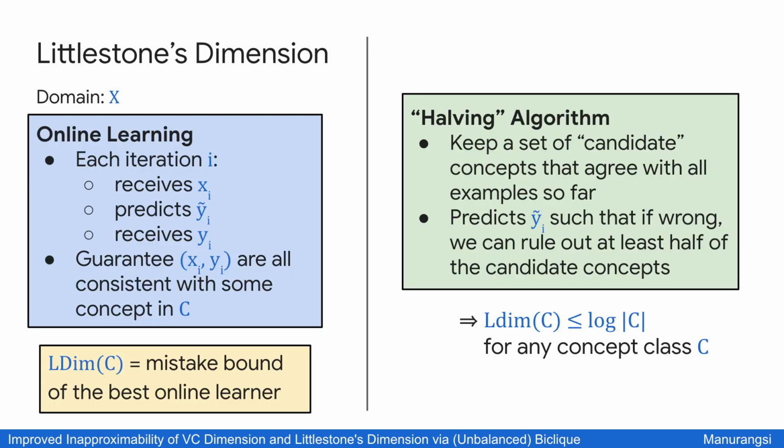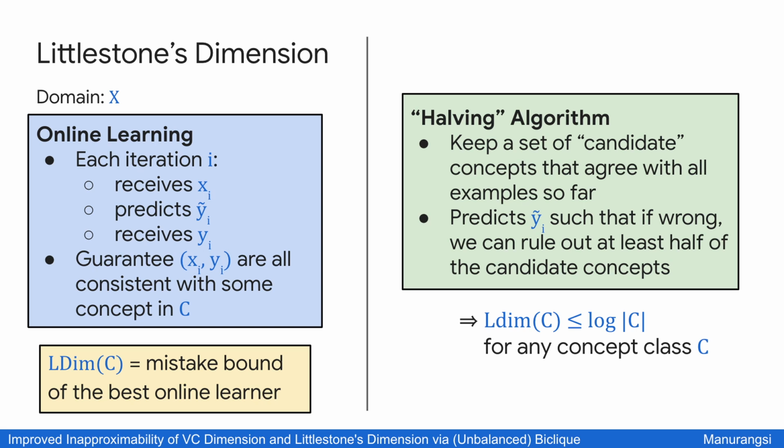Let's start with the soundness of the reduction. To do this, let's recall very quickly the halving algorithm. Recall that this is the algorithm where we keep a set of candidate concepts that agree with all the examples so far. And we try to predict in such a way that if we are wrong, then at least half of the candidate concepts will be ruled out. And this gives the bound of log of the concept class size on the mistake bound.